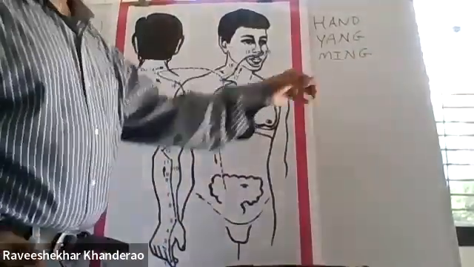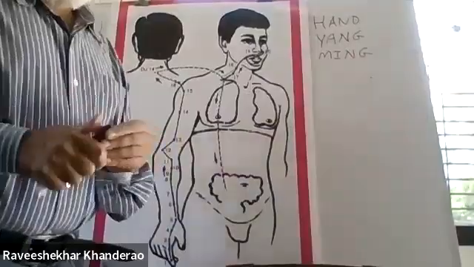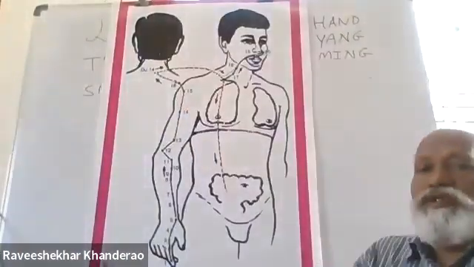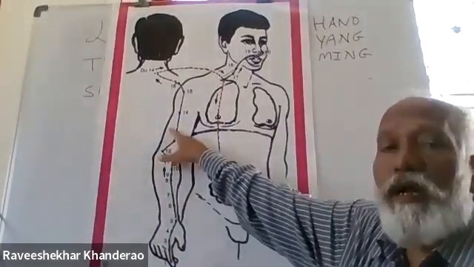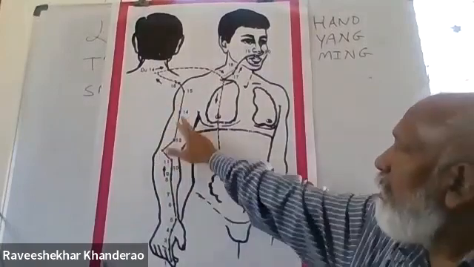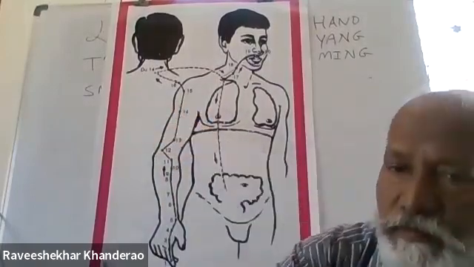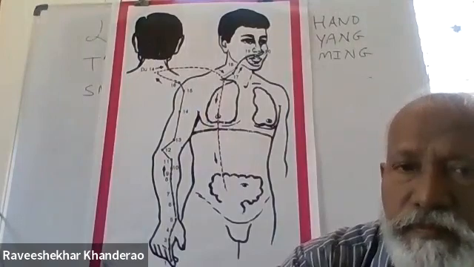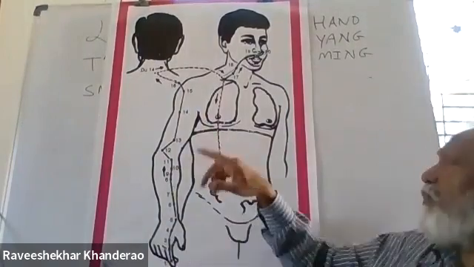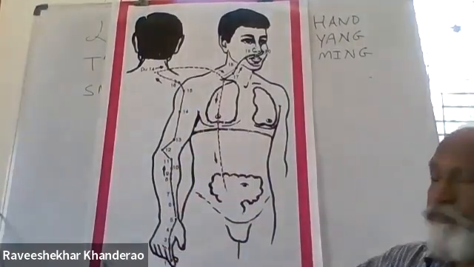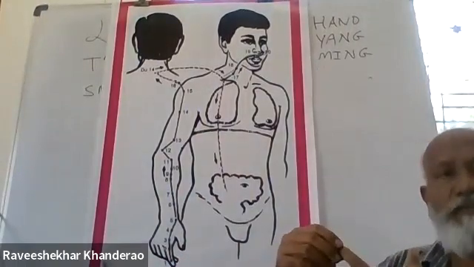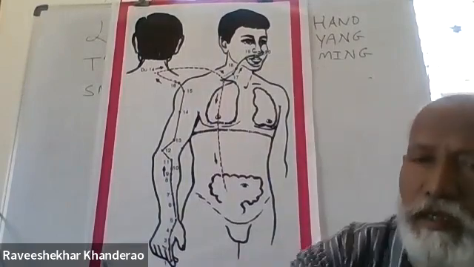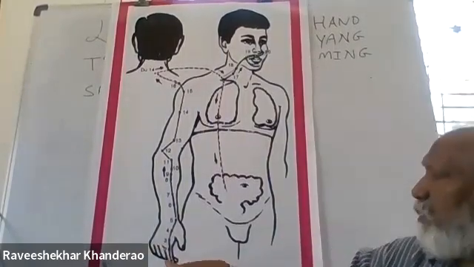So the large intestine meridian mainly distributes on the anterior border of the upper limb. Upper limb is the hand. It starts from the corner of the nail on the radial side of the index finger. Okay. Can you see that?